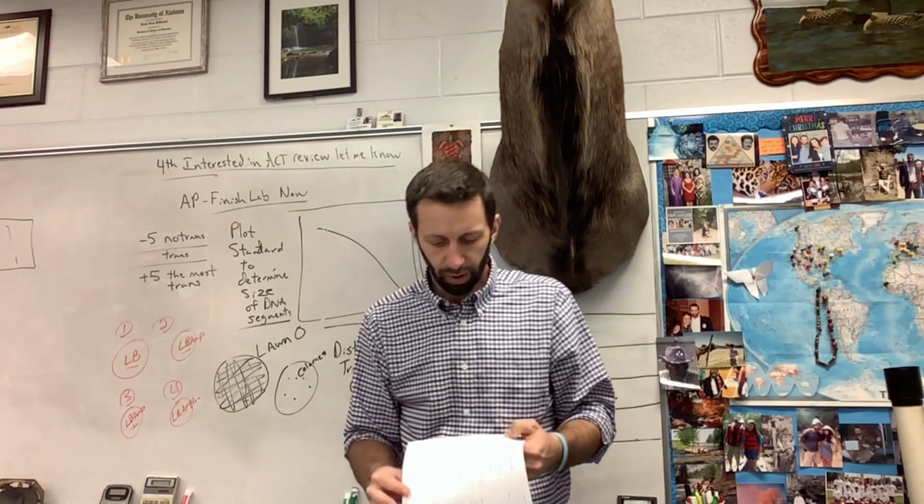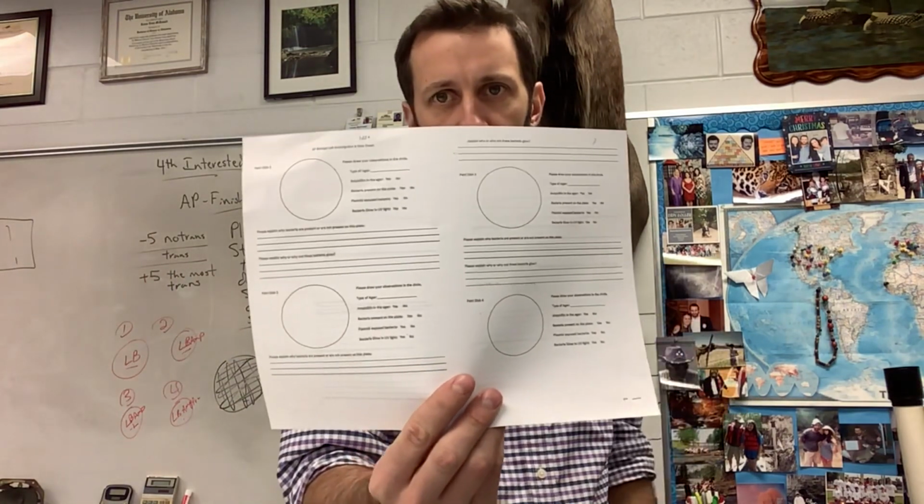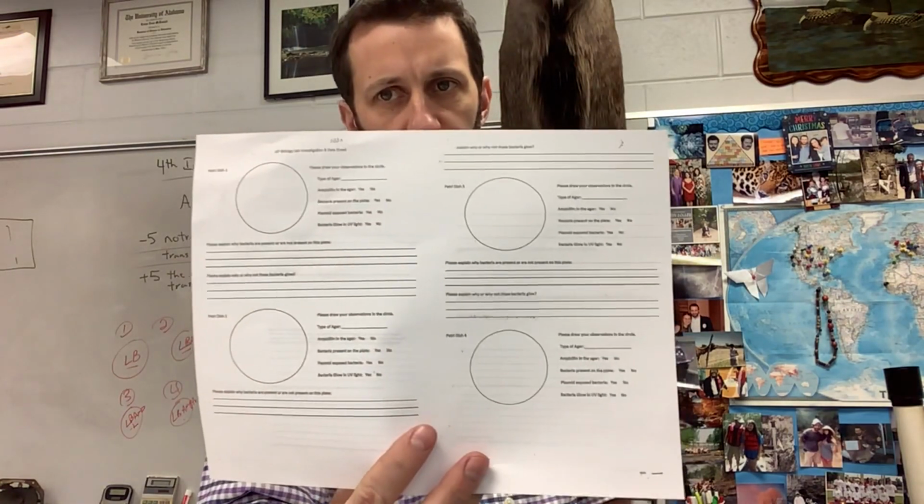So, I want you to look at this sheet on the lab. It's the one with the 4 circles, and it asks you some different questions. What type of agar was in this petri dish? Did it contain ampicillin? Were there bacteria present? Was the plasmid there? Did they glow in UV light? And you had to explain a couple things. Did they glow? Why or why not? Were there bacteria present? Why or why not? So you're going to do that for all 4 samples.